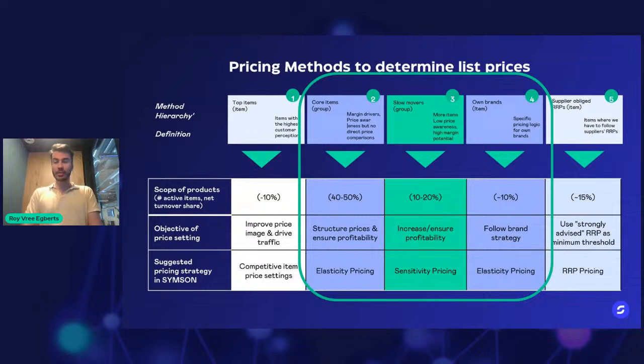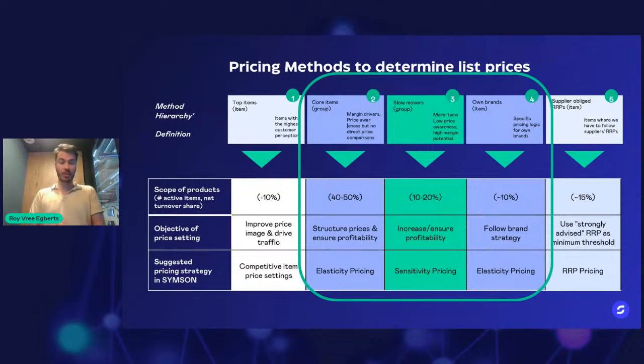Then we have core items, slow movers, and your own brand. Core items are usually the products that are bought together with the top items, but are not that price sensitive, and they are great margin drivers. This is where you really earn your money. And then you have your slow movers, the group of products you still need to have, but they're not moving as fast as the core items, but a lot can still be done about it in terms of margin increase.